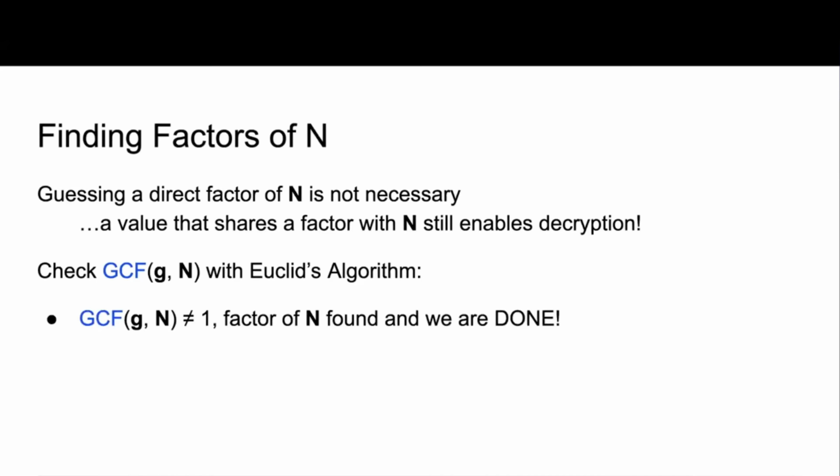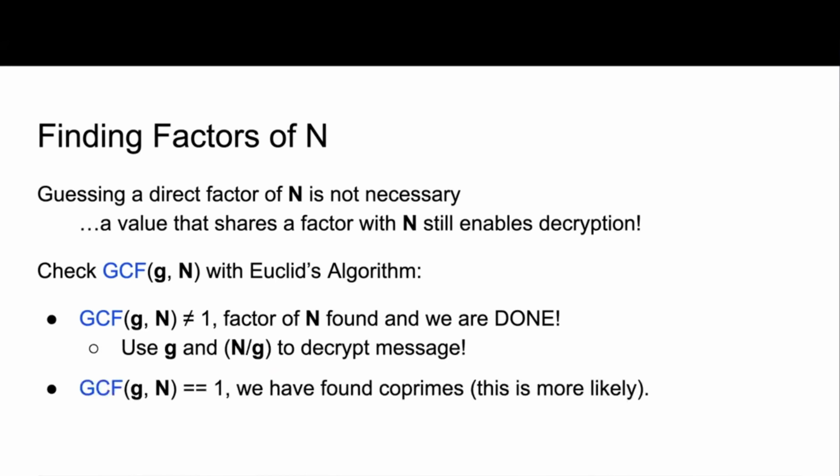If the greatest common factor of g and n is not equal to 1, in other words, they're not co-prime, we found a factor of n and we are done. We can use g and n divided by g to decrypt our message, because n divided by g will give us our factor of n. If our greatest common factor of g and n is equal to 1, we have found co-prime values. This is more likely, unfortunately. If we find co-primes, we need to do more processing in order to improve our guess for g.